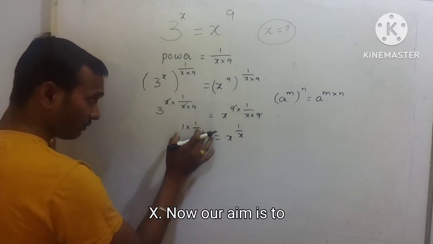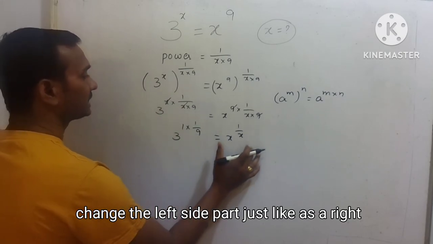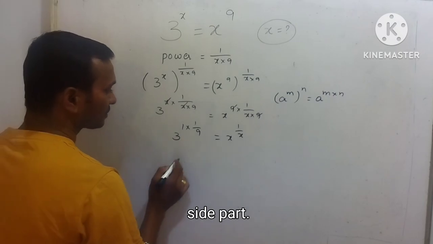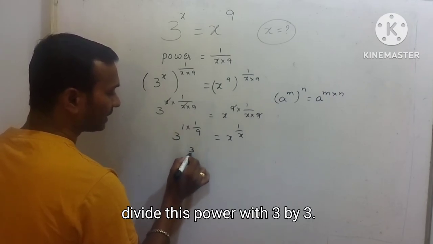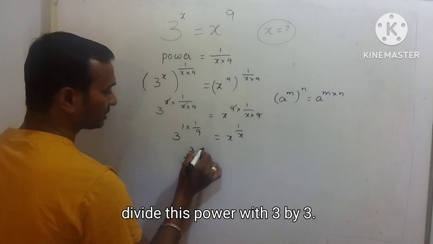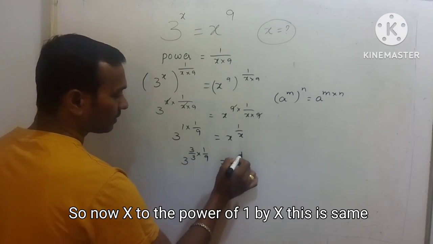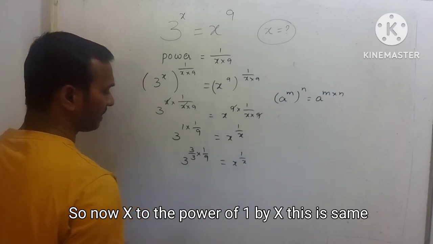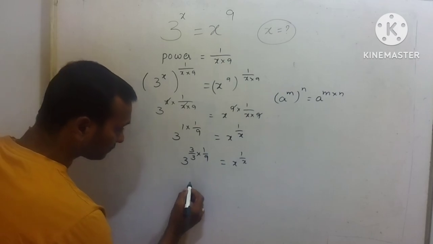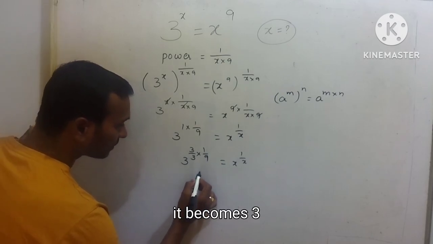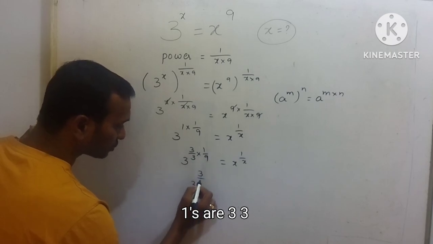Now our aim is to change the left side part just like the right side part. So for that what we will do? Multiply and divide this power with 3 by 3. So now x to the power of 1 by x, this is same as the right side. If you multiply and divide, it becomes 3 ones are 3, 3 nines are 27.